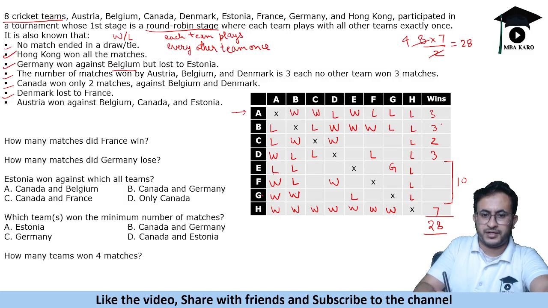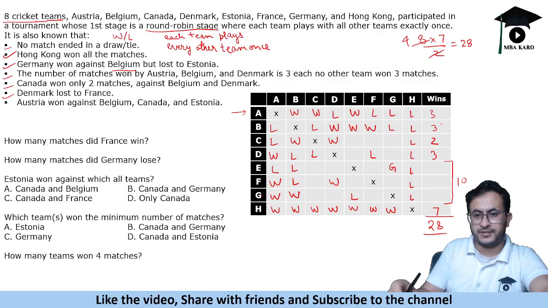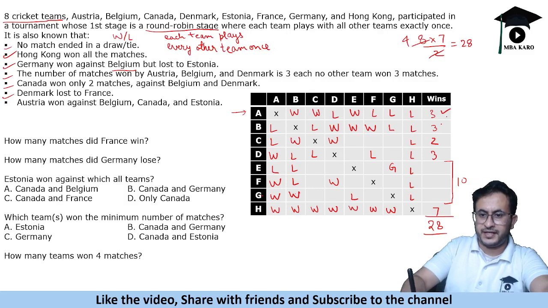Okay, so Denmark, Estonia and France will lose against Belgium. Okay, so these 3 are done. These 2 countries are done. Now Canada, 2 wins are done. Okay, so Canada will lose the remaining matches. Okay, and other teams will win against Canada.